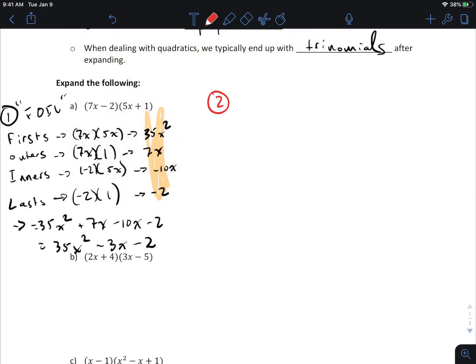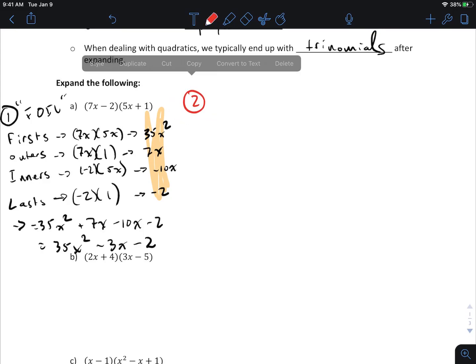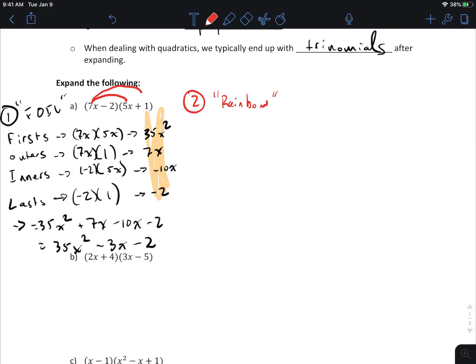Okay, the second method, I'll do in red. It's the shortest. It has the least amount of work associated with it. We'll call this the rainbow. The rainbow is very similar to FOIL, except I draw 4 arches. Right. So I kind of go, okay, this one times that one, that times that, and then that times that, and that times that. It's very similar to FOIL.